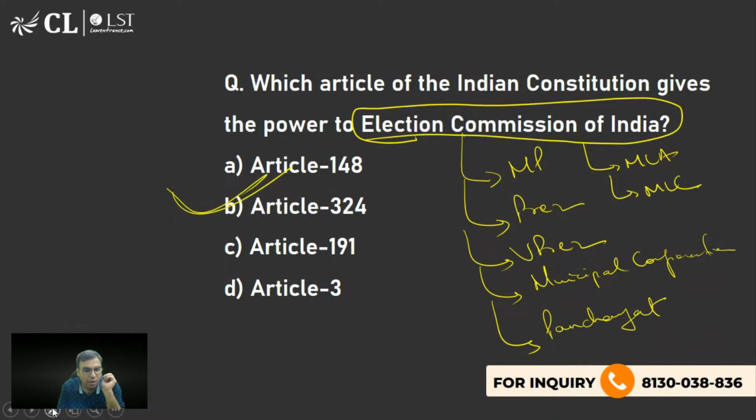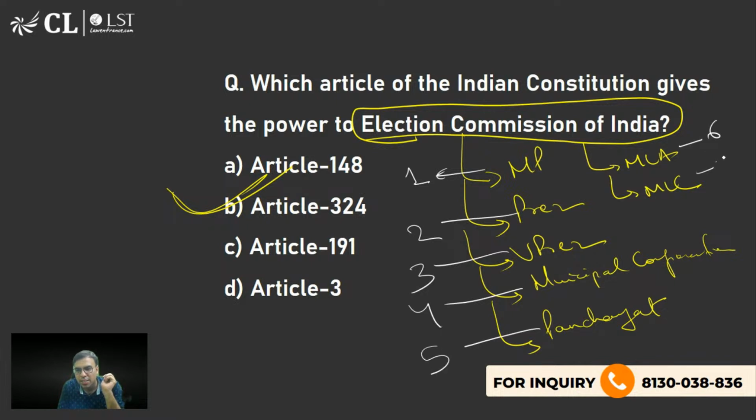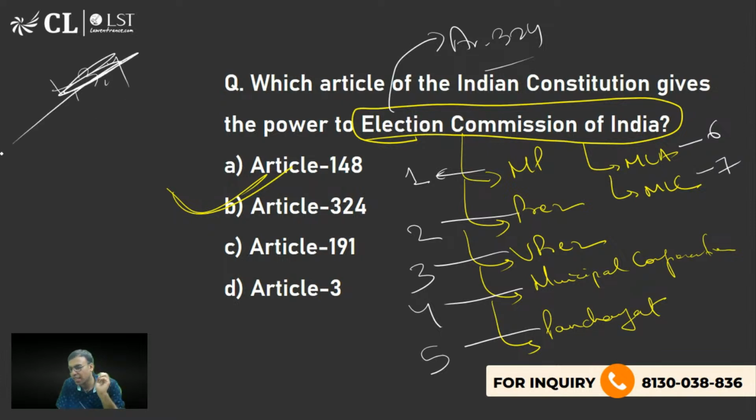Very good. Now I'm giving you 1, 2, 3, 4. Here I am writing 1, 2, 3, 4, 5, 6, 7. Now you have to write numbers such that Election Commission of India under Article 324 conducts election for which ones. So if you have to write 1, 3 and 4, you have to write it in an option as 1, 3 and 4, like that. Okay? I have given the numbers because this will check your conceptual clarity, whether you have got the concept or not.